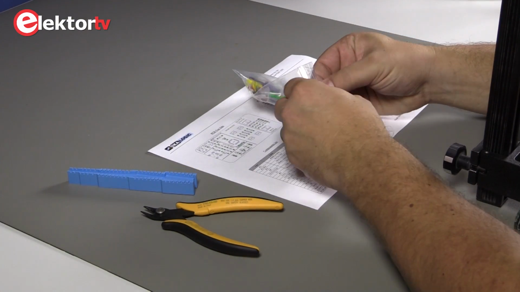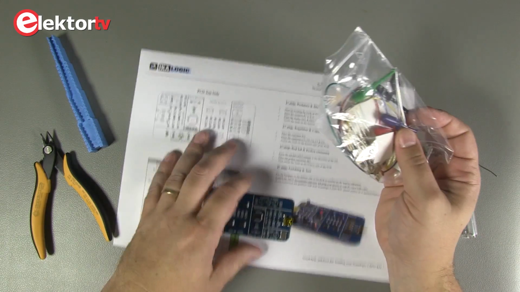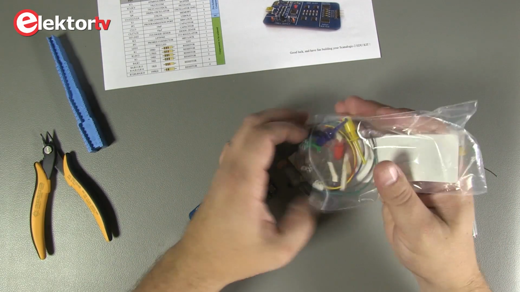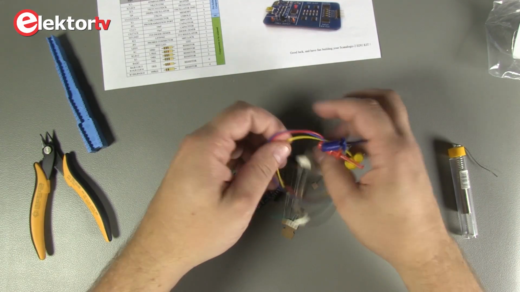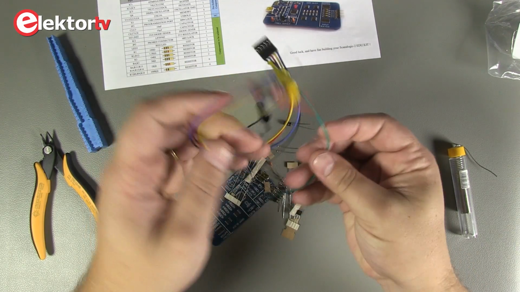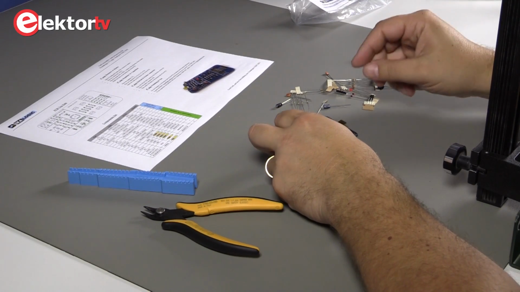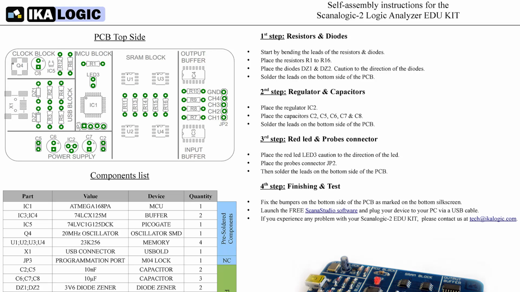So let's get started. Open up the package, PCB, and all the other stuff we need. So let's get started with, let's see, first step, bending the leads of the resistors and the diodes, of course.